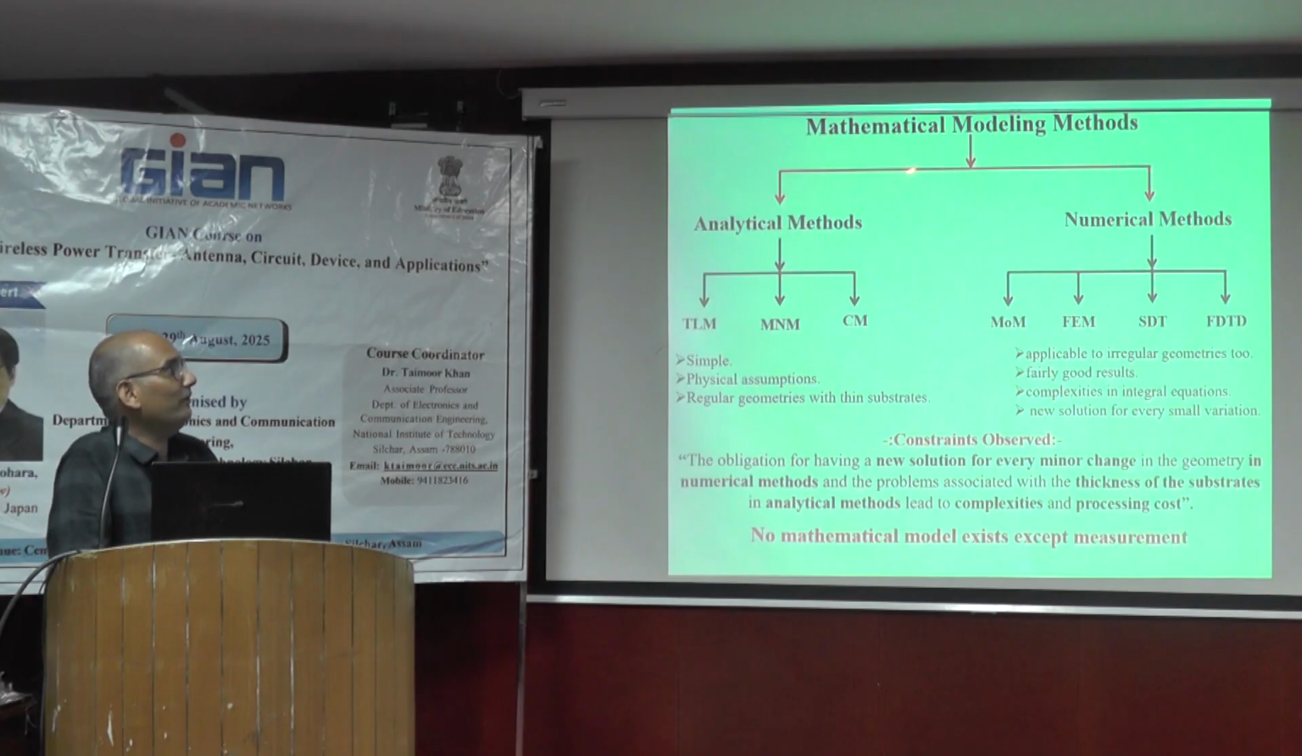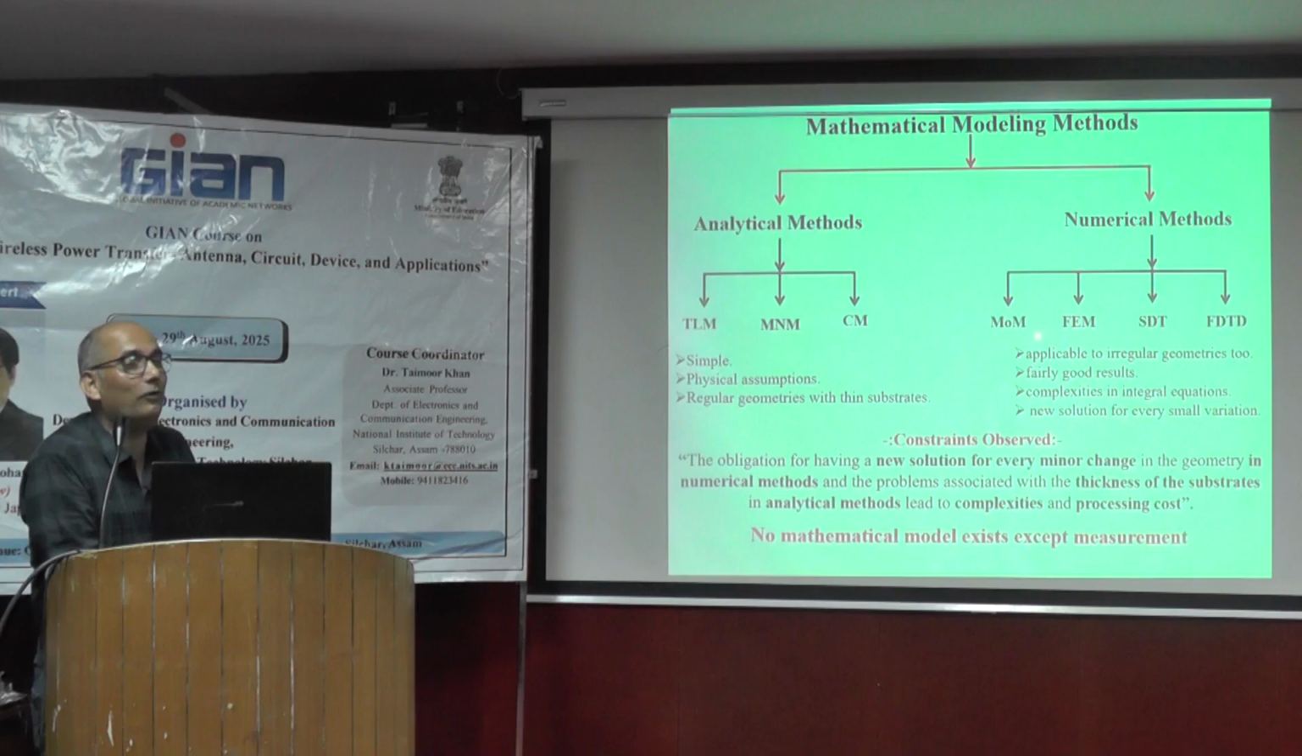Now, the traditional ways of modeling antennas available in the literature are the transmission line model, multi-port network, and cavity model also. Okay, those are analytical methods. Then numerical methods are the method of moments, finite element method, spectral domain technique, and finite difference time domain. Each one has specific applications, specific advantages as well as drawbacks, because we need to drive the need for machine learning incorporation in the existing modeling approach. That's why some problems based on the analytical methods are highlighted here.